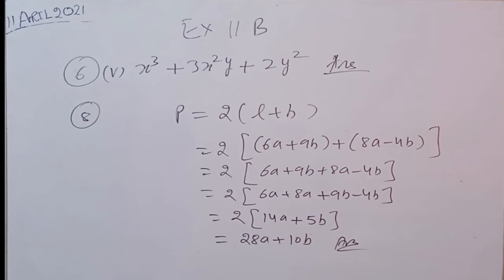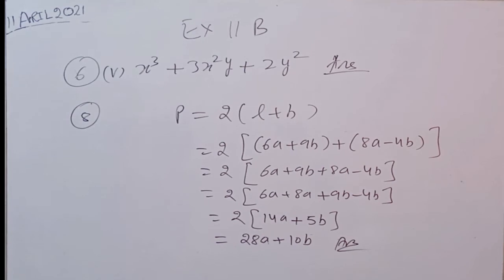Now taking question number 8, we have to find the perimeter where the two sides of the rectangle are 6a plus 9b and 8a minus 4b. So perimeter is what? 2 times l plus b. So write down l as 6a plus 9b and b as 8a minus 4b.